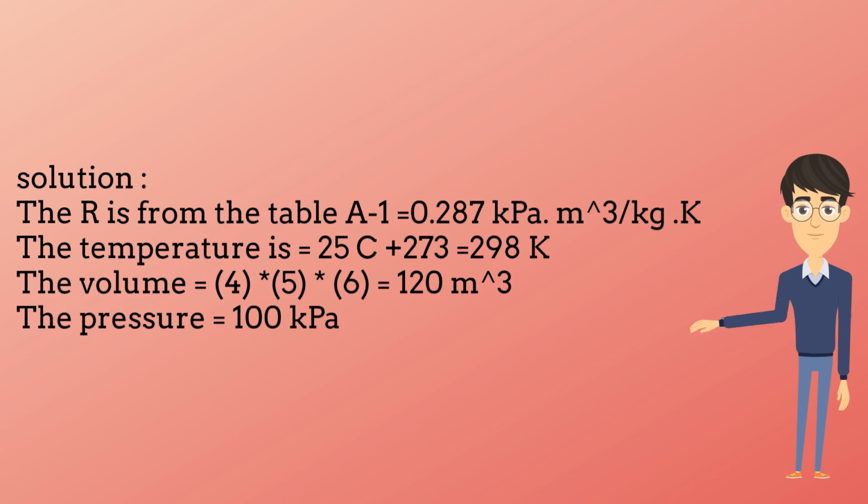The solution. From the question, we have the volume, which is 4 multiplied by 5 multiplied by 6, equal to 120 meter cube, and we have the pressure, which is 100 kilopascal, and the temperature is 25 Celsius plus 273, equal to 298 Kelvin. To find the R, from table A1 we can find R, which is equal to 0.287 kilopascal meter cube per kilogram Kelvin.